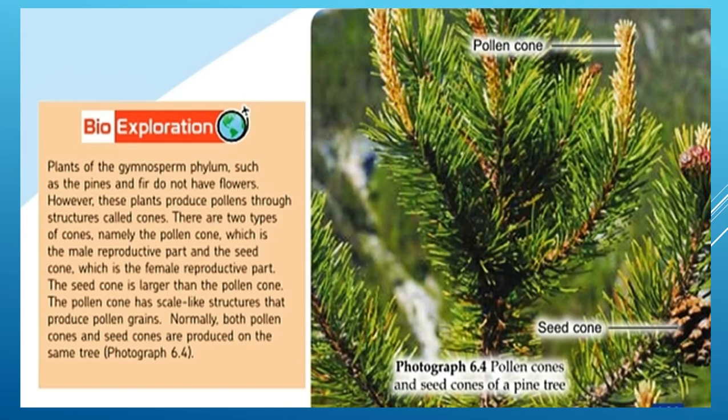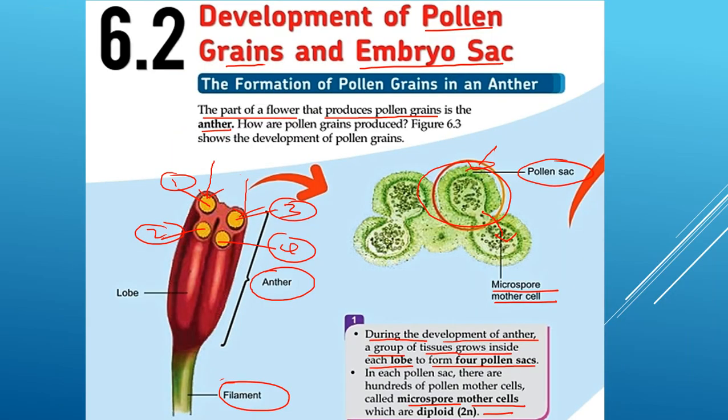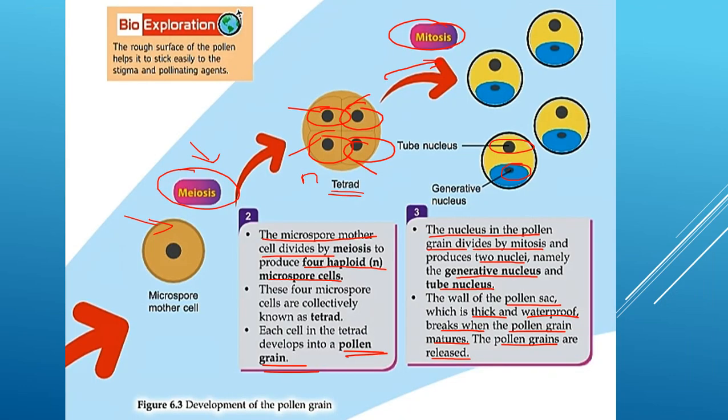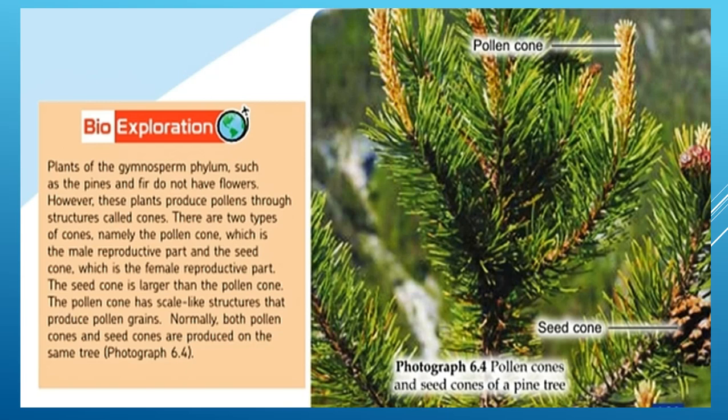Okay, so itu adalah cara bagaimana the pollen grains is developed lah. Okay, so there are some plants of the gymnosperm phylum, for example pines, dia tiada bunga. Okay, do not have flowers. So bagaimana kalau tiada bunga, bagaimana dia menghasilkan pollen grain?